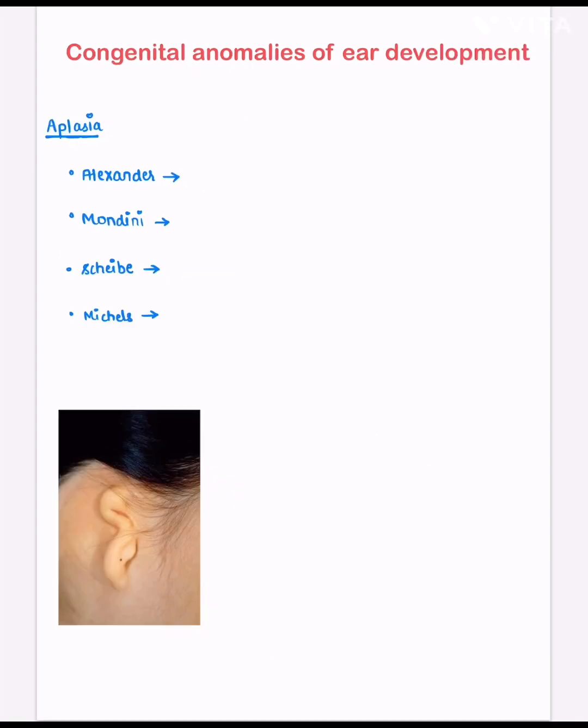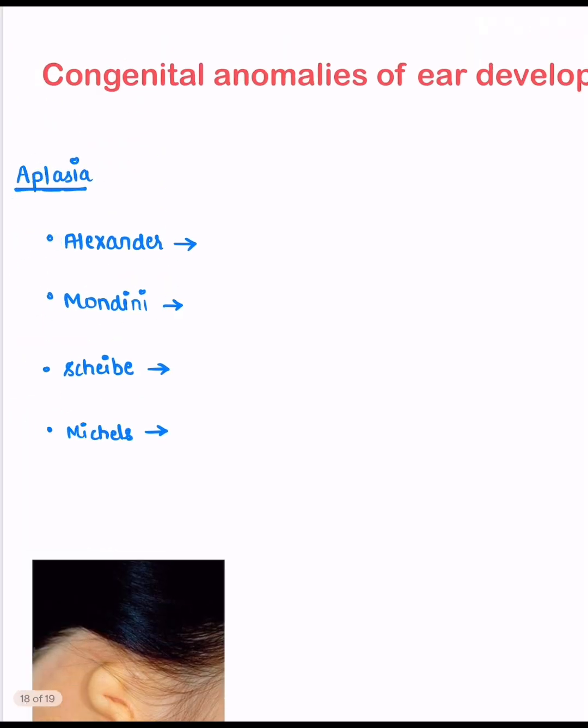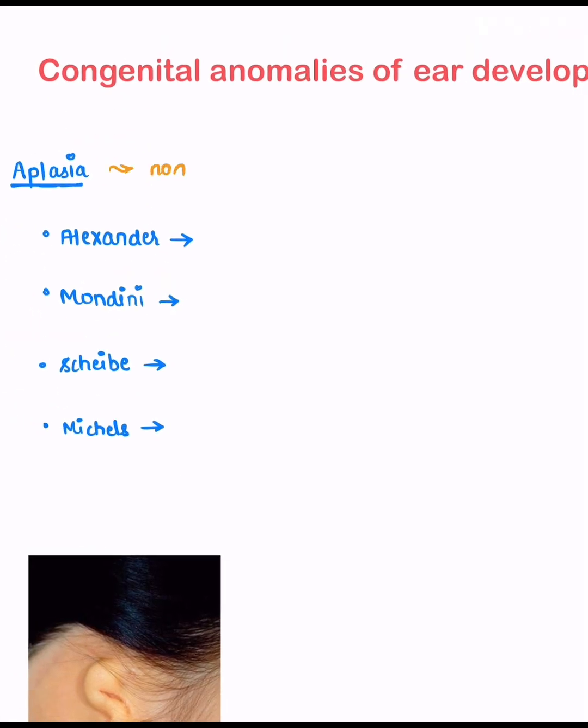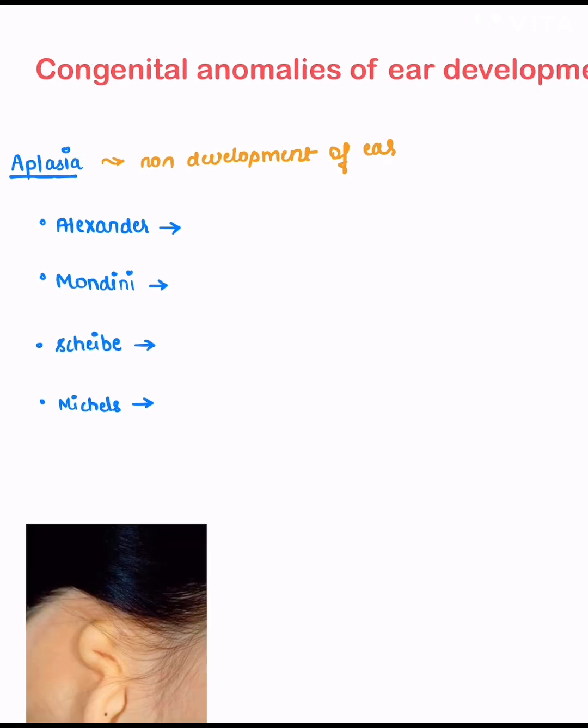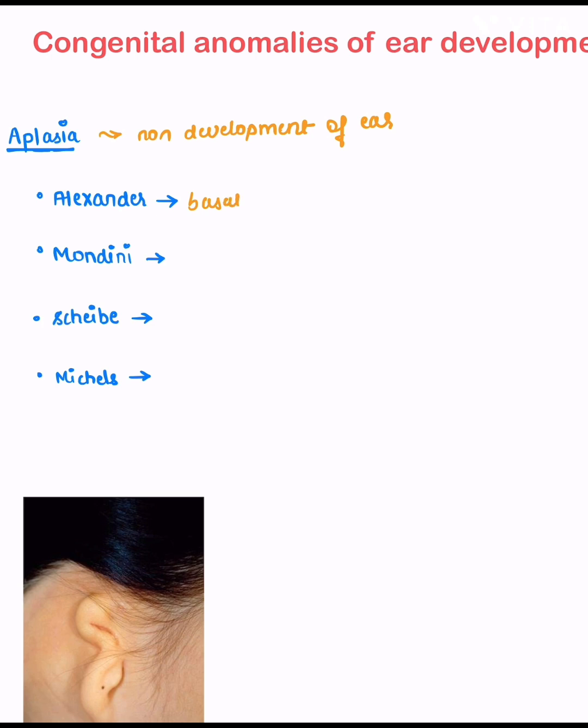Next, we are going to see the congenital anomalies of ear development. Aplasia means non-development of ear. In Alexander dysplasia, the basal turn of cochlea is affected. In Mondini aplasia, the cochlea has 1.5 turns.